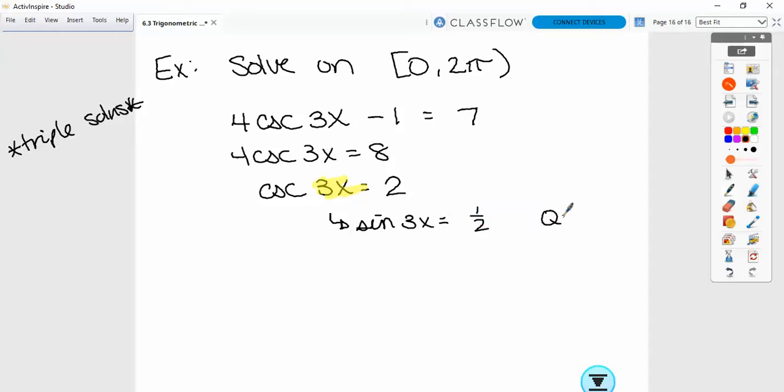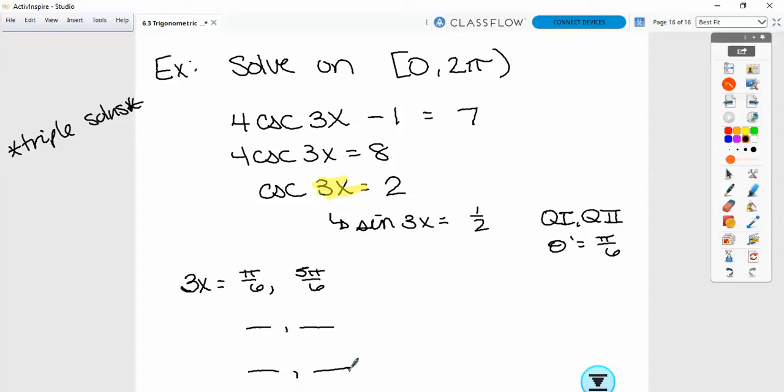So quadrants, when is sine positive? Reference angle, we are in radians. So my angle, which is 3x, could equal, in quadrant 1, pi over 6 is just pi over 6. In quadrant 2, pi over 6 is 5 pi over 6. So if my angle had just been x, I'd be done here. But it was a 3x. That means we have triple the solutions. So I need to get 6 total answers.